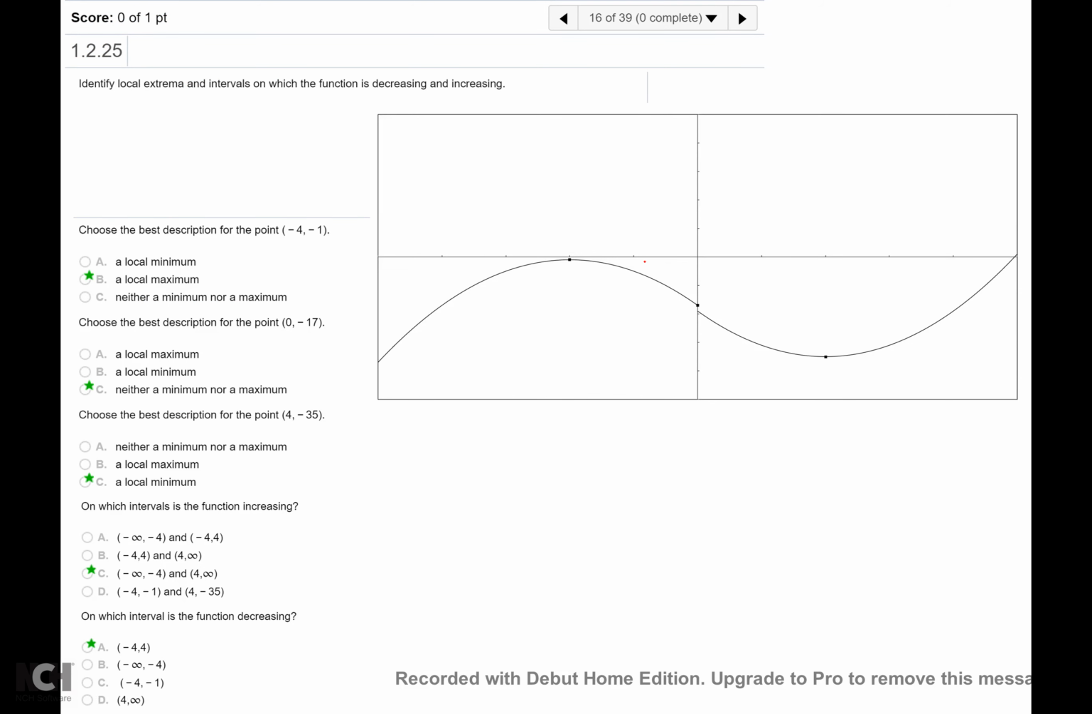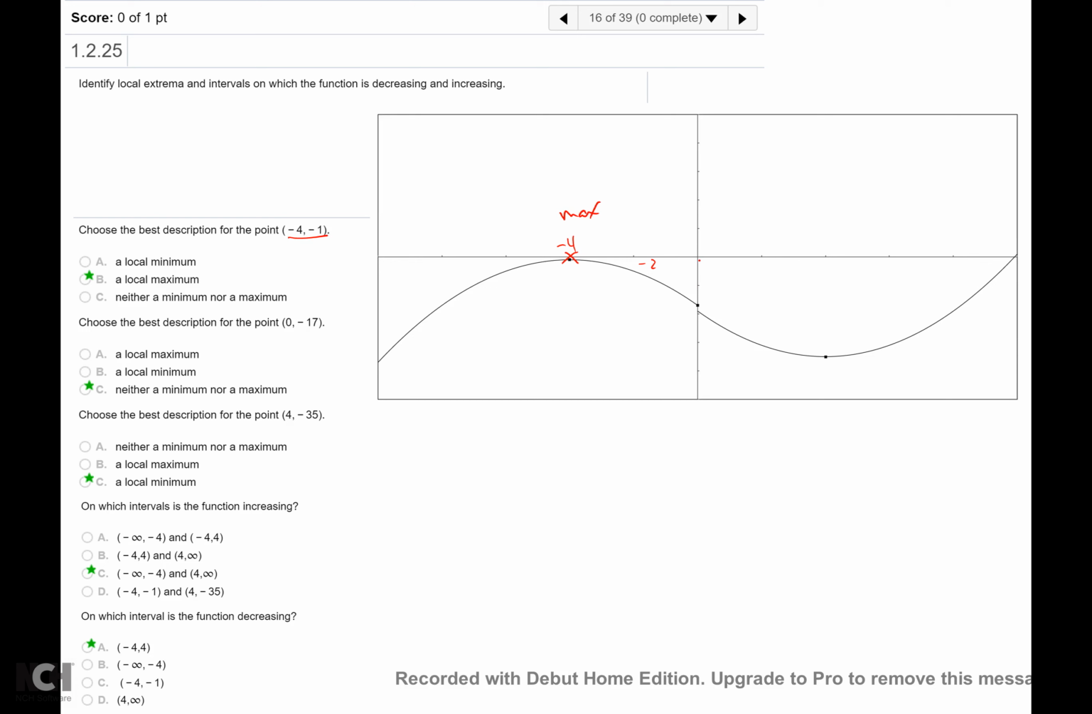It looks like they're counting by, and the graphs on MyMathLab don't really give you the scale very well, but I'm assuming they're counting by twos. So if we've got negative four, I don't know what they're counting by here, but that looks like negative one, I'm assuming. And that would be a local maximum.